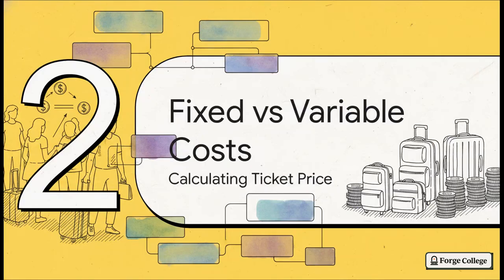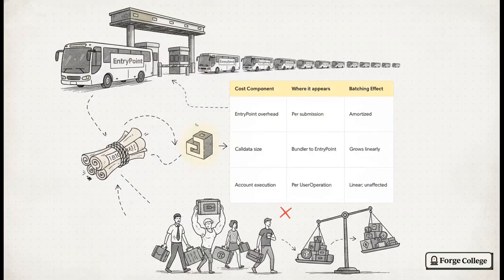Moving right along to Section 2, fixed versus variable costs. Basically, how we calculate the actual price of the ticket. Because, look, while some fees can absolutely be split among our passengers, everyone still has to pay for the weight of their own heavy luggage, right?